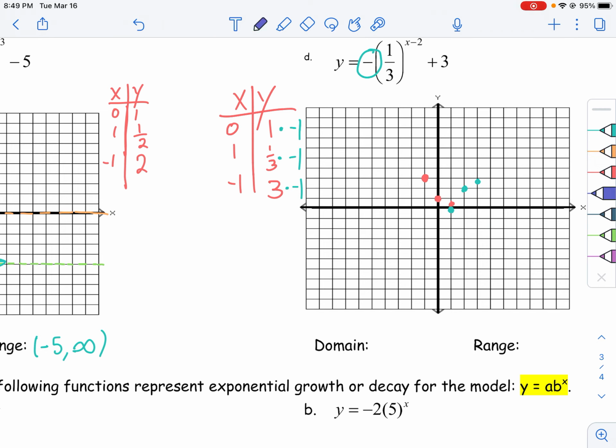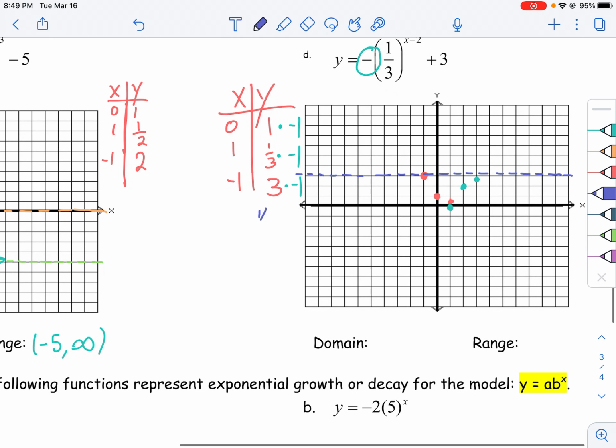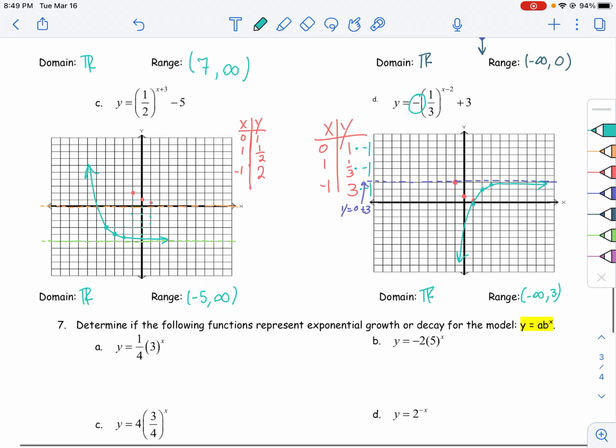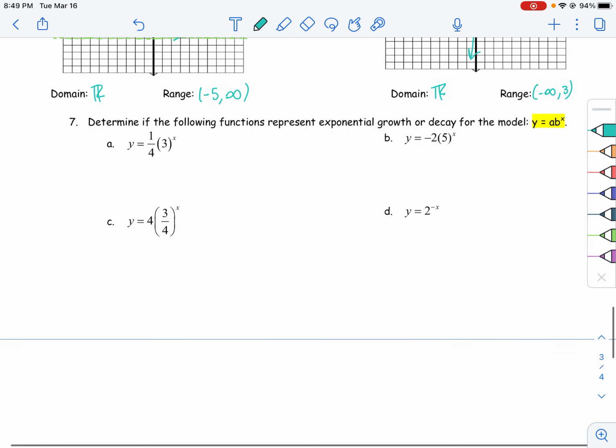Okay. We need to draw in our horizontal asymptote, right? It should just be right at +3 now because that's where it shifted, right? y equals 0 plus 3 puts us at y equals 3. And then we can graph that, right? So it'll look something like this. And there's our graph. So domain, all real numbers. Range, coming from -infinity, going all the way up to +3.